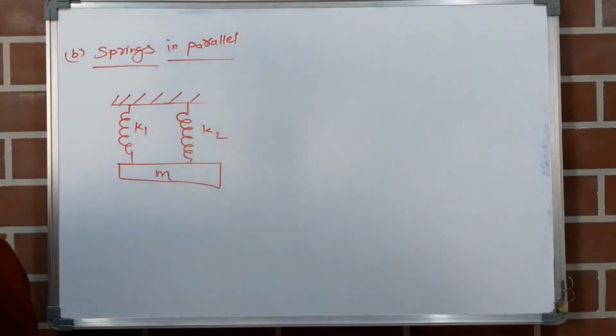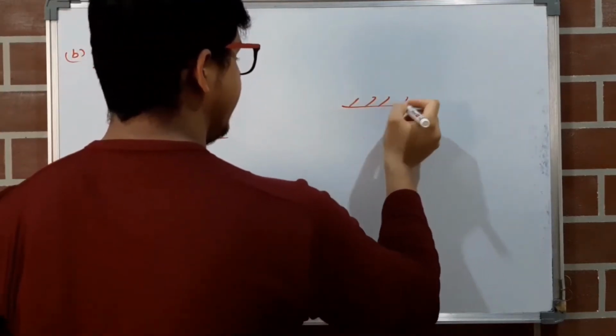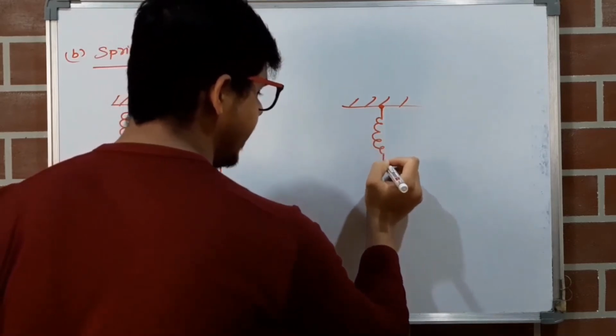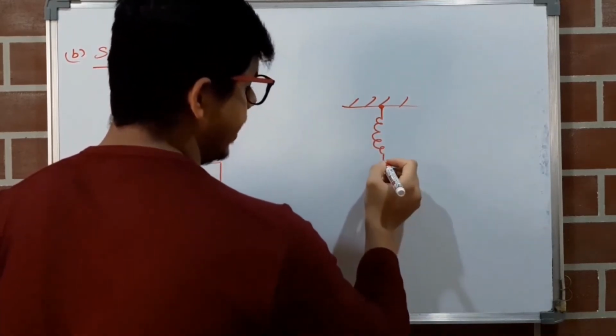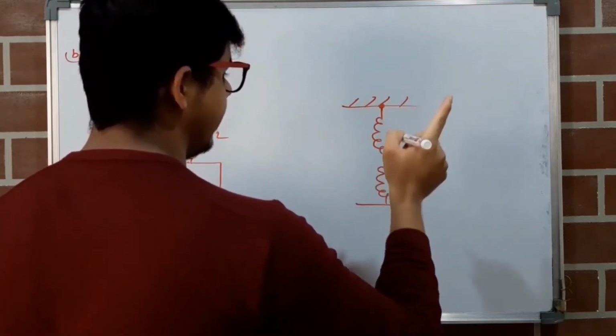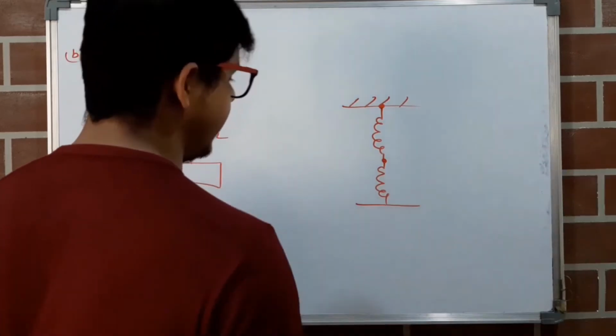One thing I forgot to say: in series combination of the springs, one end of the spring is connected with the fixed end and the other end of the spring is connected with the other spring. Remember that.